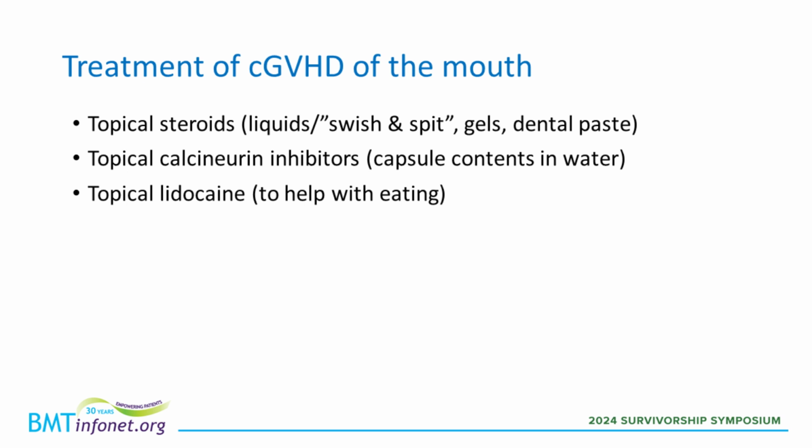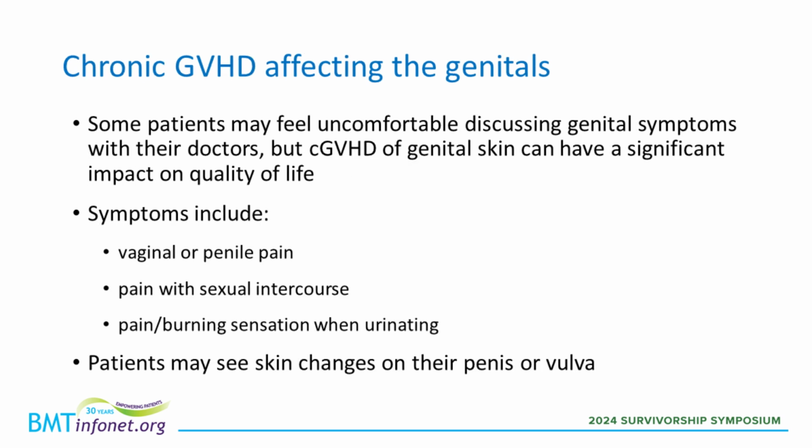When we have chronic graft-versus-host disease of the mouth, then usually we'll use topical steroids, but in a different formulation than the usual creams and ointments on the body. We tend to do a lot of liquids, some swish and spit formulations, sometimes some gels or dental paste that stays in place, all with topical steroids in them. We'll sometimes use topical calcineurin inhibitors. Sometimes we'll mix a capsule contents with water and do a swish and spit with that, or get other types compounded. And then if there is a lot of pain with eating, topical lidocaine can be really helpful in reducing that pain temporarily, so that patients are able to eat without feeling so much discomfort.